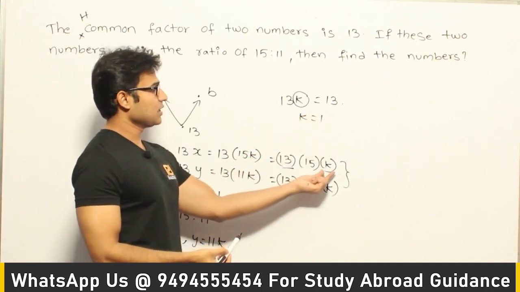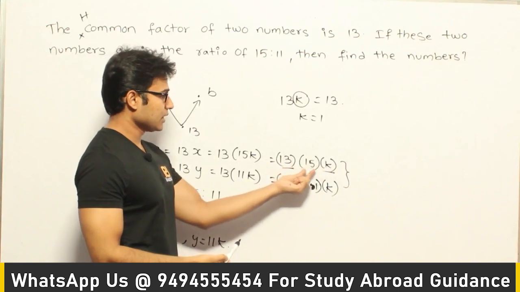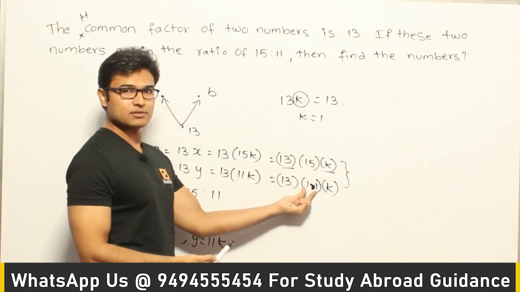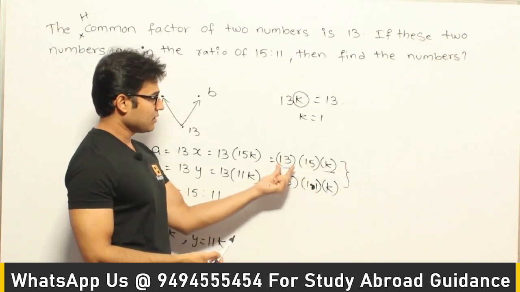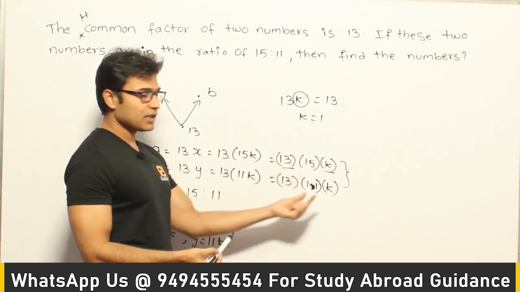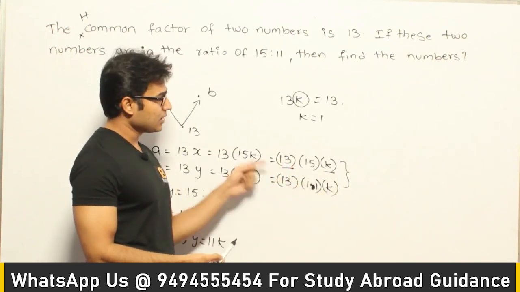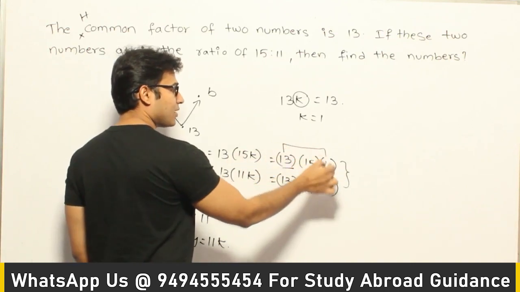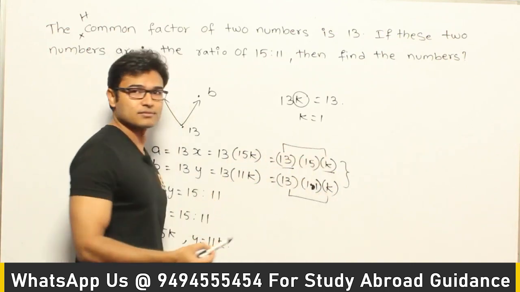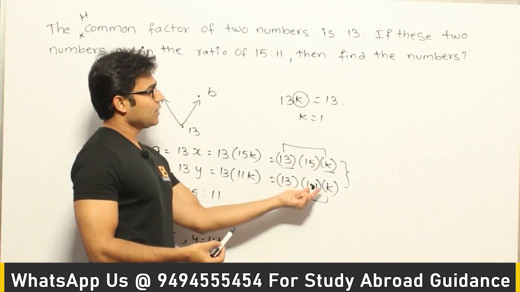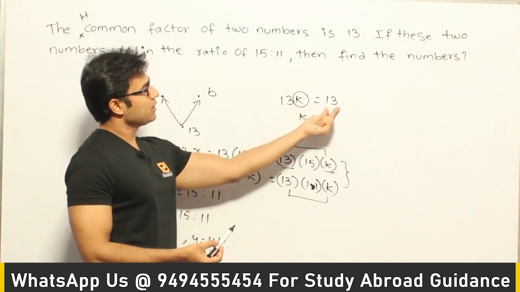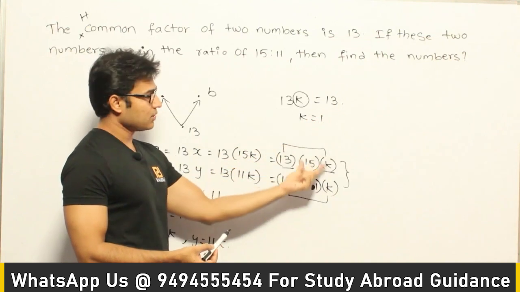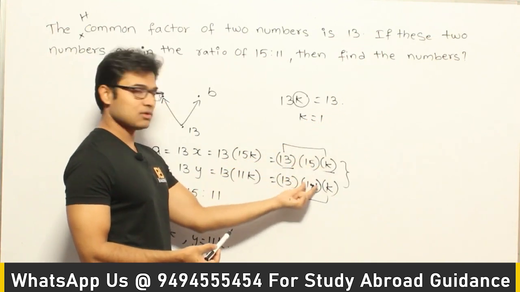Which means if you substitute k equal to 1, then these two numbers will be 13 into 15 and 13 into 11. Getting this? If it is given that common factor is 13, then k can be anything. If it is given that highest common factor is 13, then for these two numbers the highest common factor is clearly 13 into k, isn't it? Now if 13 into k is equal to 13, then you are going to get k equal to 1, and you are going to get the answer as 13 into 15 and 13 into 11.